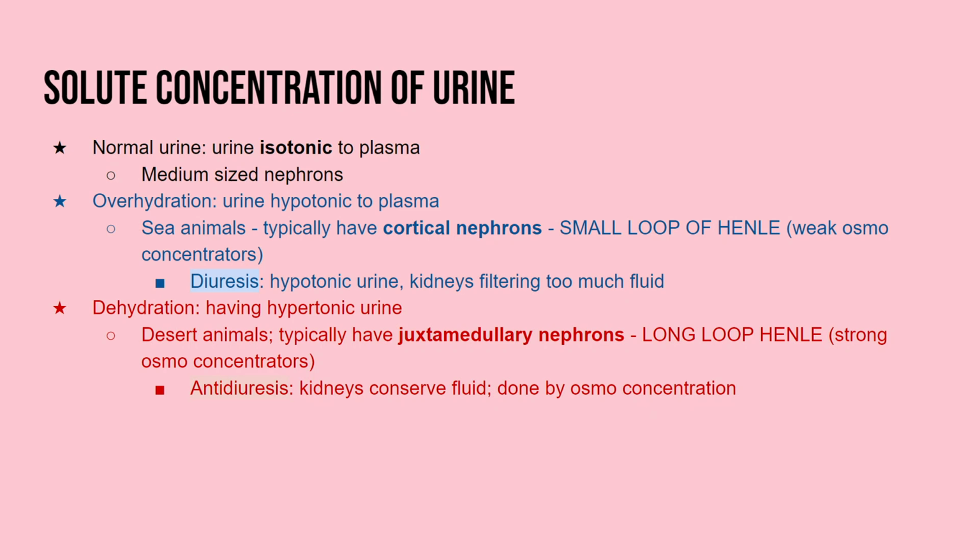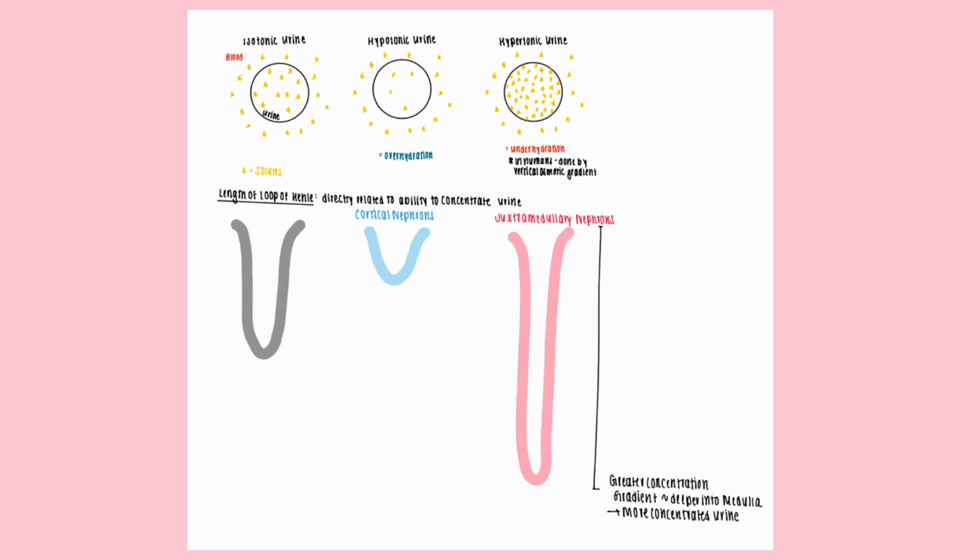And the opposite is true if you don't need to pull as much water out of the urine. Those are cortical nephrons. And here's a representation of the length of the loop of Henle in relation to the concentration of the urine.